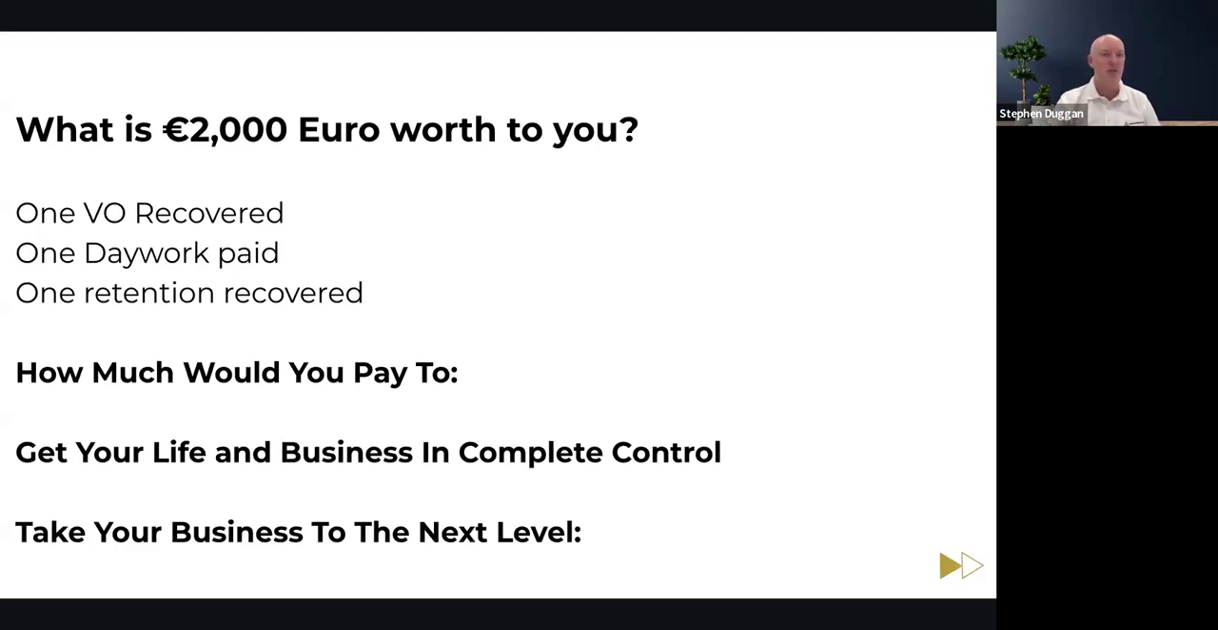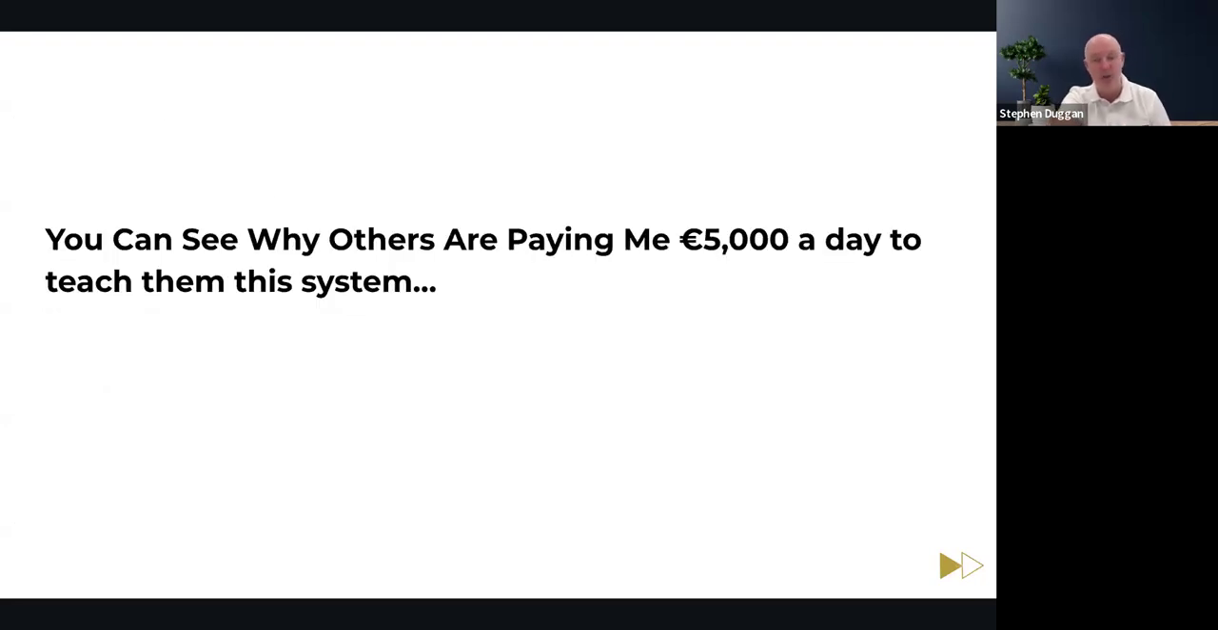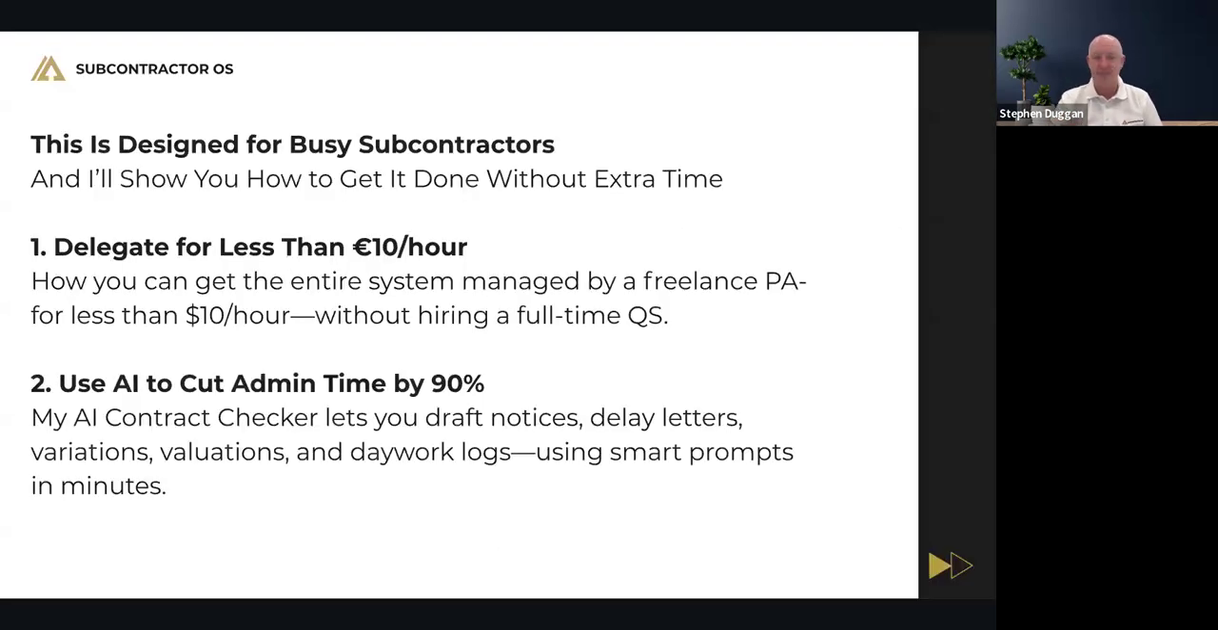So what's €2,000 worth? 1 variation recovered, 1 day work paid, 1 retention recovered. I mean, how much genuinely would you pay to get your life and business in complete control? You know, I used to be a mentor on the Wexford County Enterprise Board. I used to go into businesses, and the one thing that I always felt is people just wanted to feel like they were in control of their business. People wanted to take their business to the next level, but they weren't sure how. Well, I guarantee you that this will help. So generally, if I come in and do a day one-on-one workshop, it's €5,000 for me to teach this system.